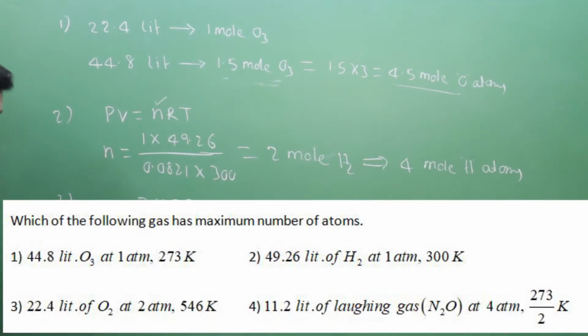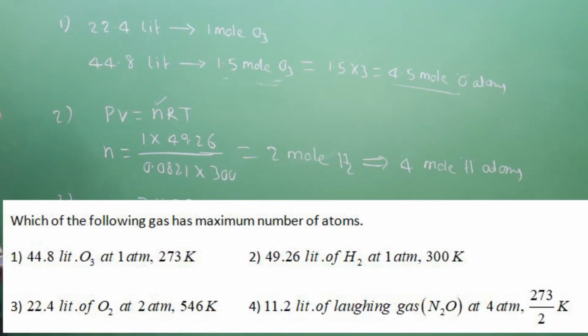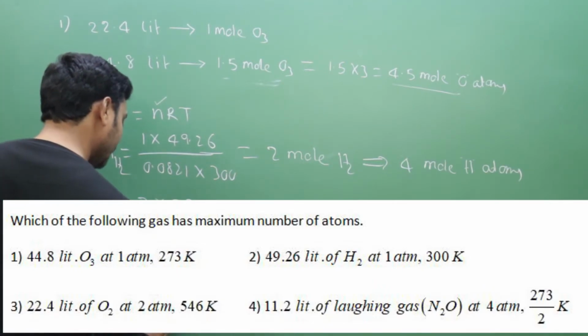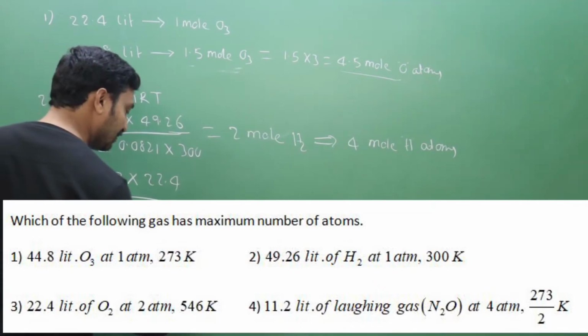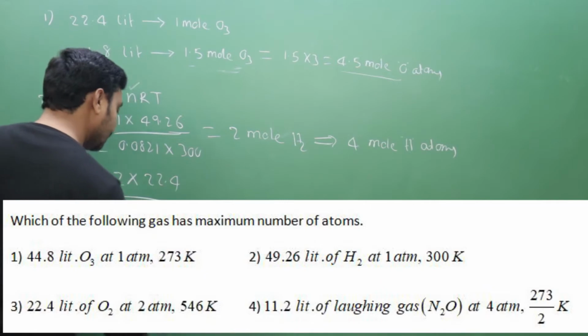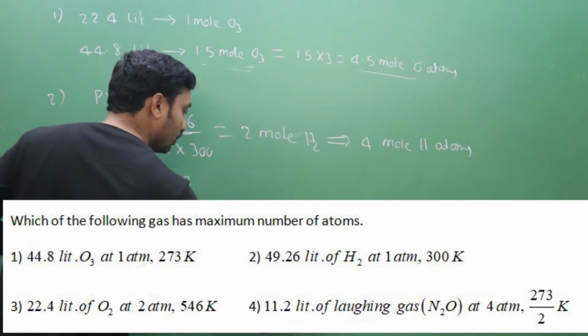Now option 4, 11.2 liters of laughing gas, nothing but N2O, nitrous oxide. Okay, PV is equal to nRT. Number of moles for N2O: given pressure 4 atmosphere, volume 11.2 liters, R value 0.0821, temperature 273 by 2, that is reciprocal, 2 by 273. That is equal to approximately 2 moles.